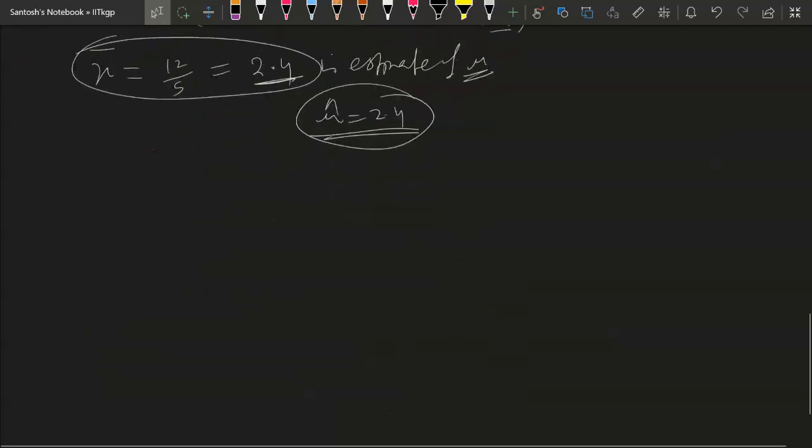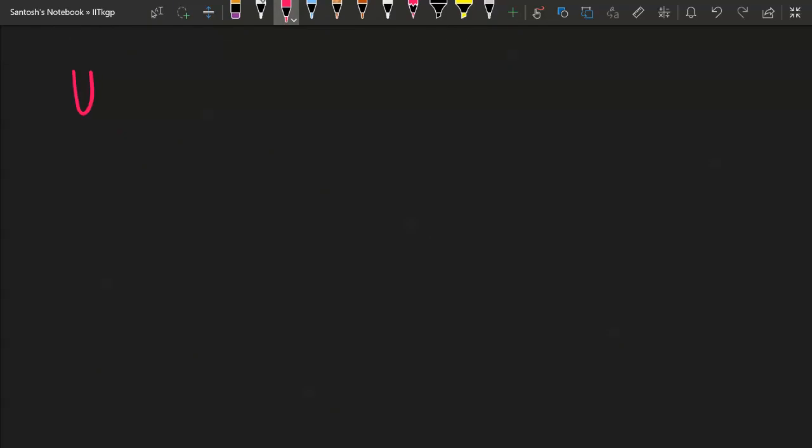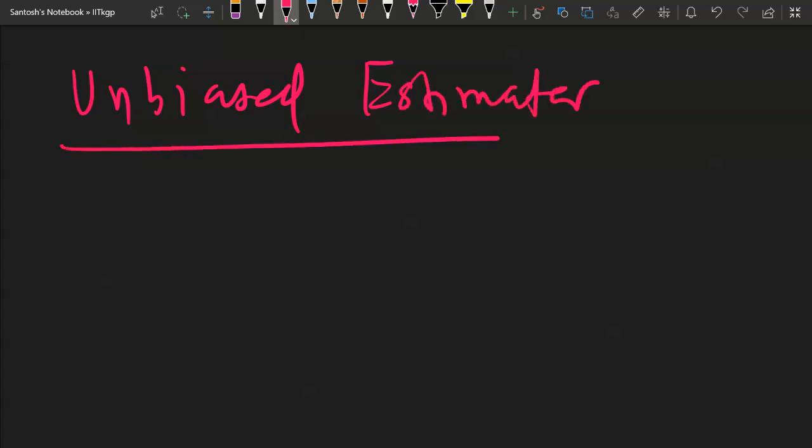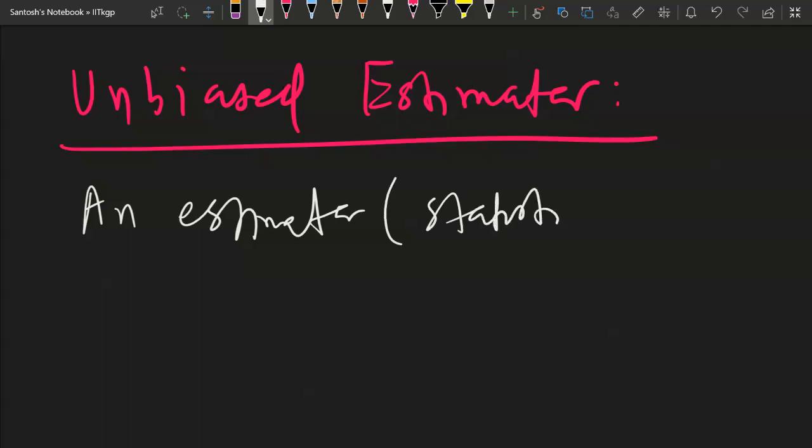Okay, so now the next term is unbiased estimator. There is a word, unbiased estimator. You have seen that an estimator is a statistic. So you have to check unbiased estimator. So what is an unbiased estimator? The definition: an estimator, or you can write a statistic, both are almost the same. A statistic or an estimator, you may write anywhere.